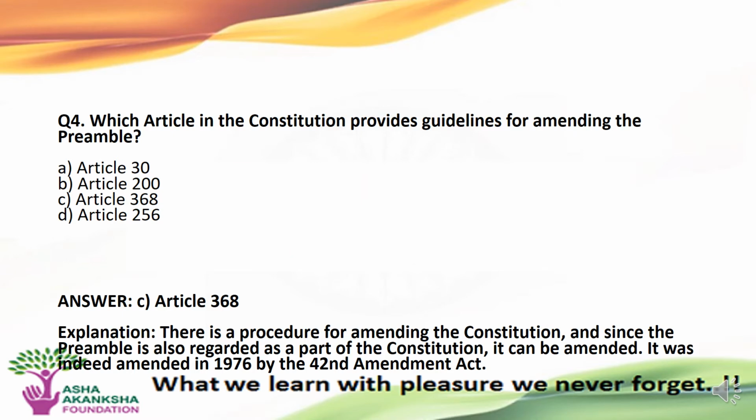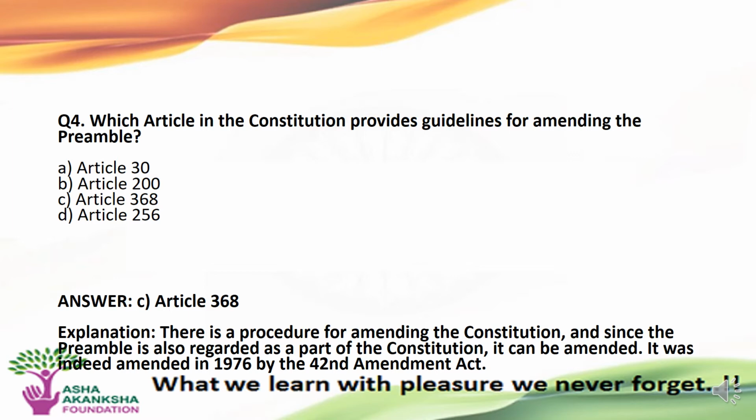The next question is, which article in the Constitution provides guidelines for amending the preamble? Options are A. Article 30, B. Article 200, C. Article 368, or D. Article 256. The correct answer to this question is option C, that is Article 368.